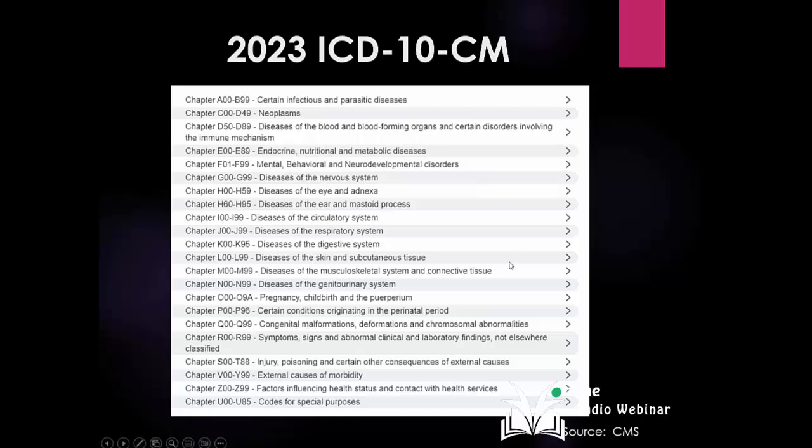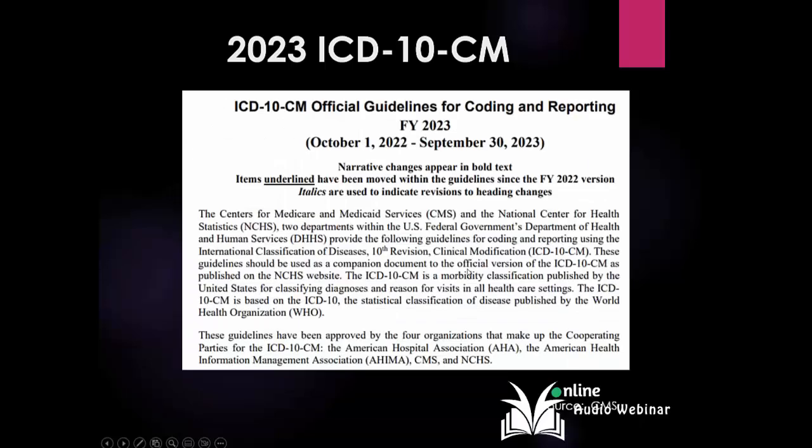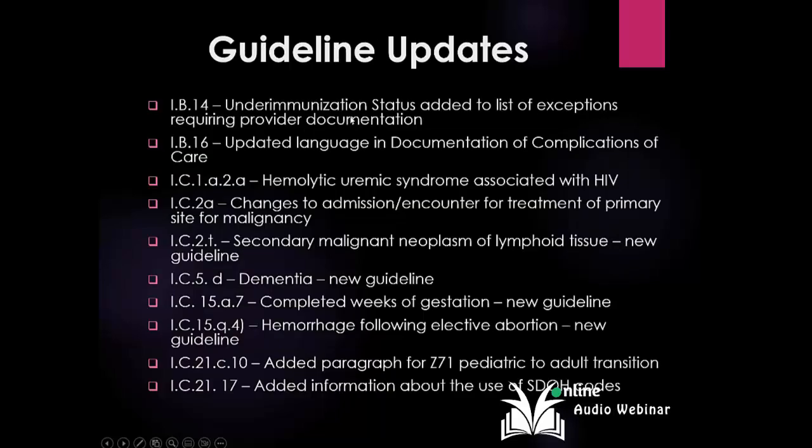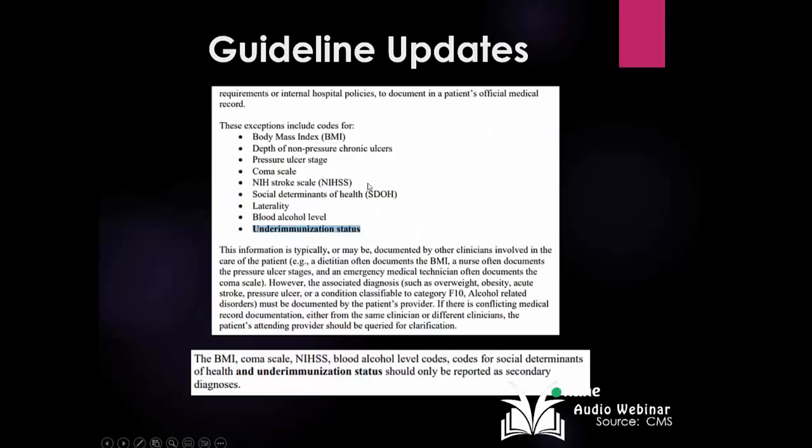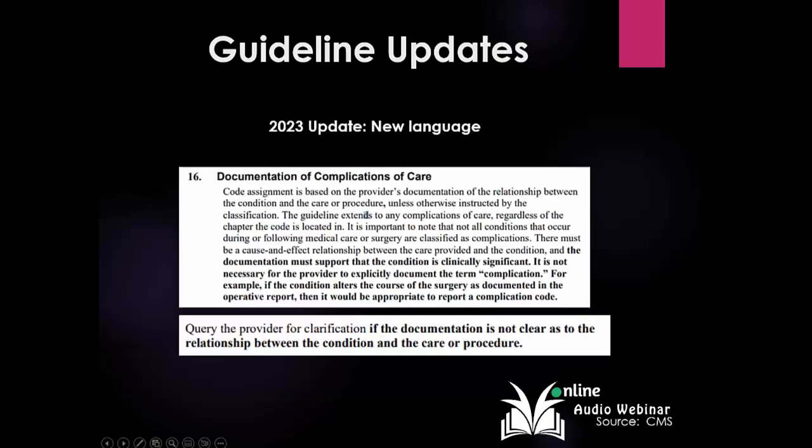So in terms of our guideline updates, we saw a lot of changes to guidelines, changes to what can be added to the list of exceptions requiring provider documentation versus non-provider documentation and how that can be captured. The under immunization status. So basically what's happened is this has been an exception that's added to the list of codes that can be reported. We also have updated language to the guideline documentation of complications of care.